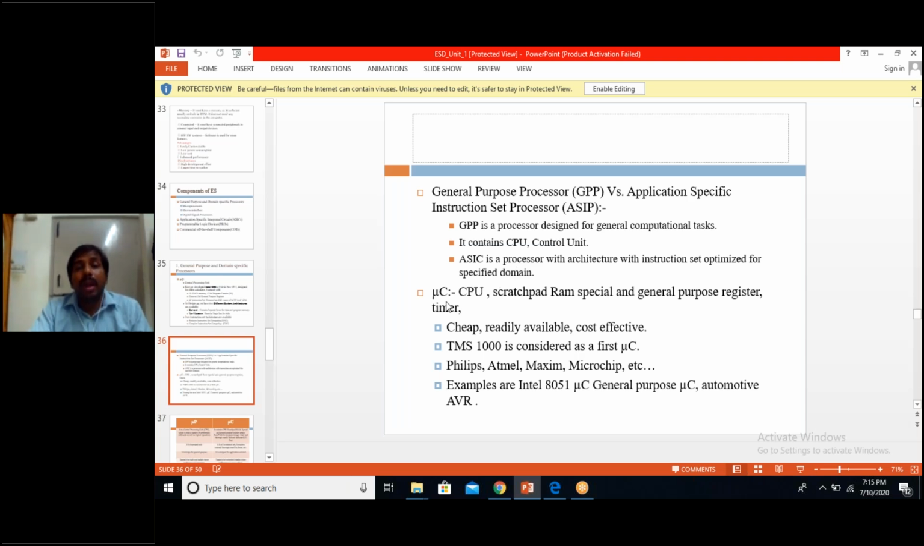Coming to the microcontroller, it is nothing but a CPU with a scratchpad RAM and a general purpose timer. Compared to a microprocessor, it is cheap, readily available, and cost effective. TMS 1000 is the first microcontroller, and various vendors like Philips, Atmel, Maxim, Microchip have produced them. In most applications we use the Intel 8051 microcontroller. It is a general purpose one.